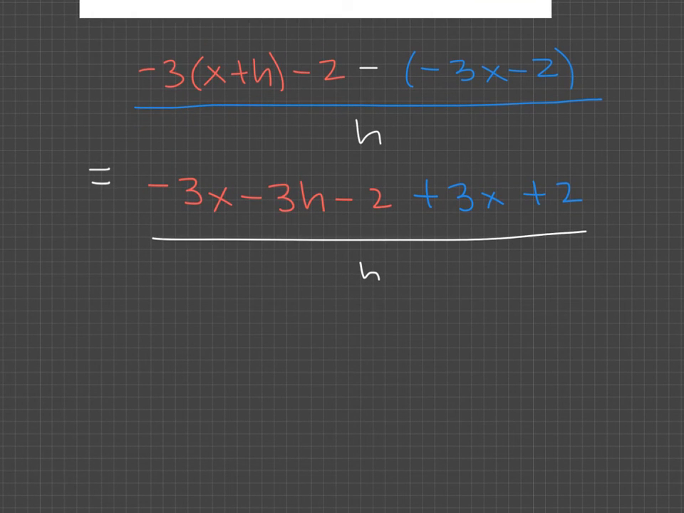Okay, here we get to see that some things cancel out. And that's the great thing about difference quotient. Things cancel out. If they don't, then you want to look back and see if there's anything that you didn't quite do correctly. So we have a negative 3x and a positive 3x, and those are going to cancel out. We have a minus 2 and a plus 2, and those cancel out. So we are left with just simply negative 3h over h. And we can do some more canceling, and we get h's canceling, and we're left with just negative 3.